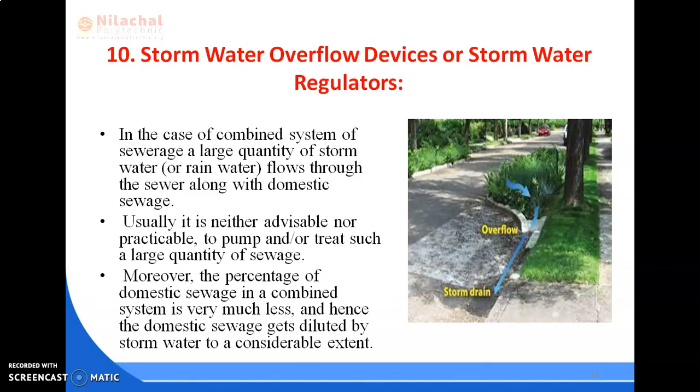Then another device, storm water overflow devices or storm water regulators. Basically they are provided in the combined sewers before the sewage could reach the treatment plant or pumping stations. In the case of a combined system of sewerage, a large quantity of storm water flows through the sewer along with domestic sewage. So it is basically used or preferred for the combined system. Usually it is neither advisable nor practicable to pump or to treat such a large quantity of sewage.